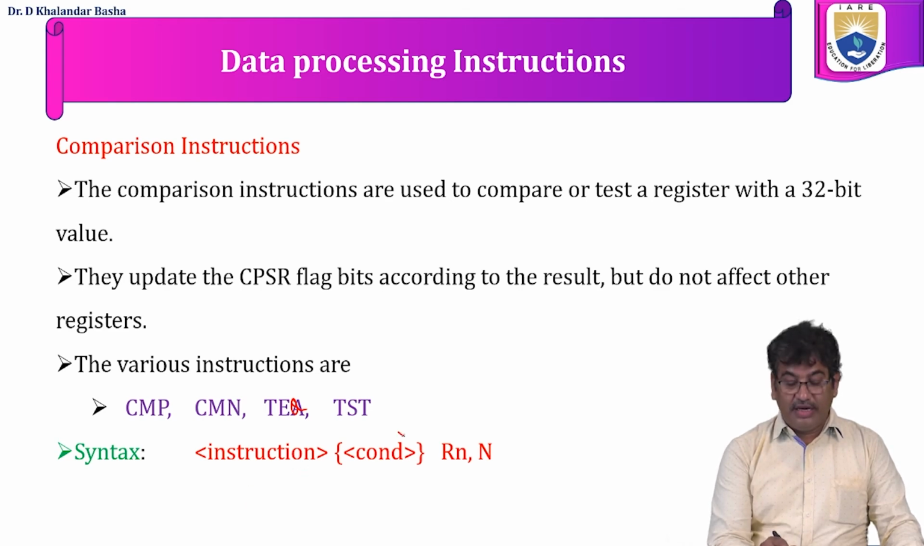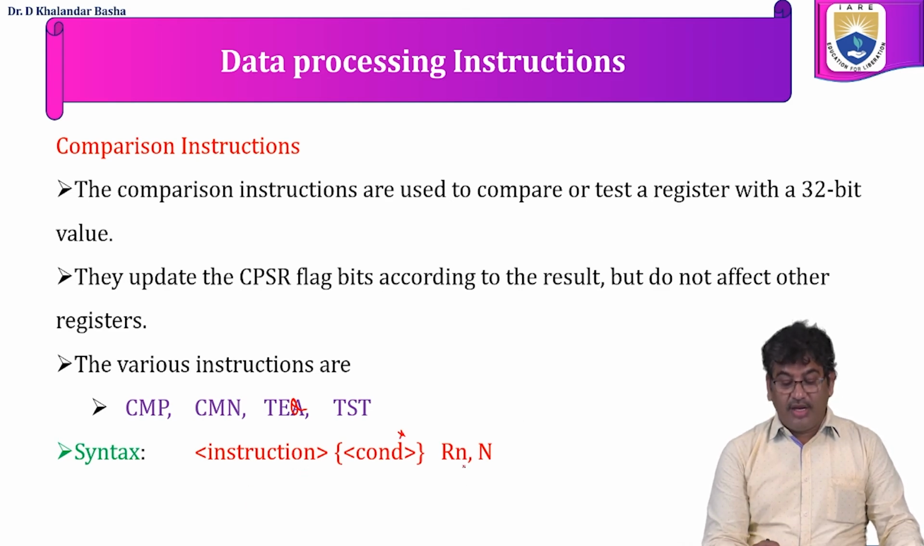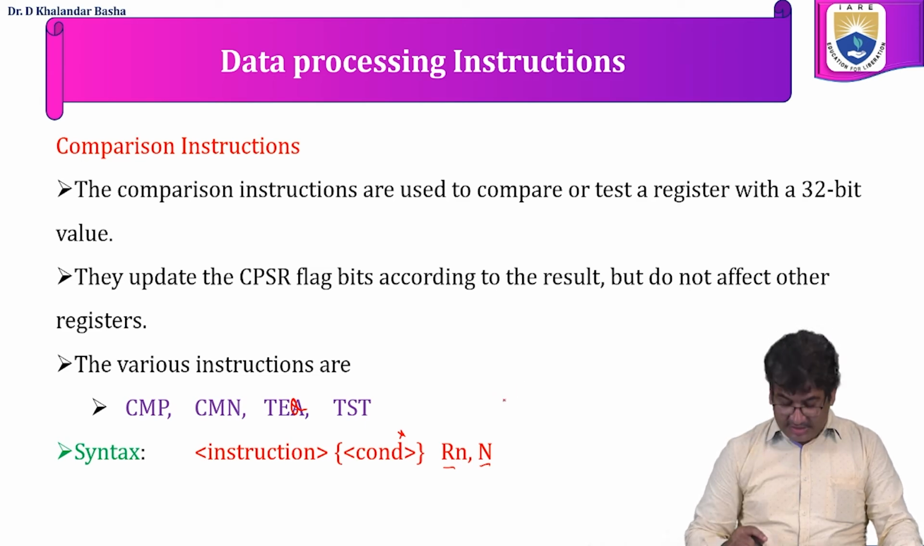The syntax of the instruction is instruction, condition optional, Rn, comma, N. So here Rn and N are two operands. These will be compared and the result will not be stored anywhere. It only updates the flags which are present in the CPSR register.